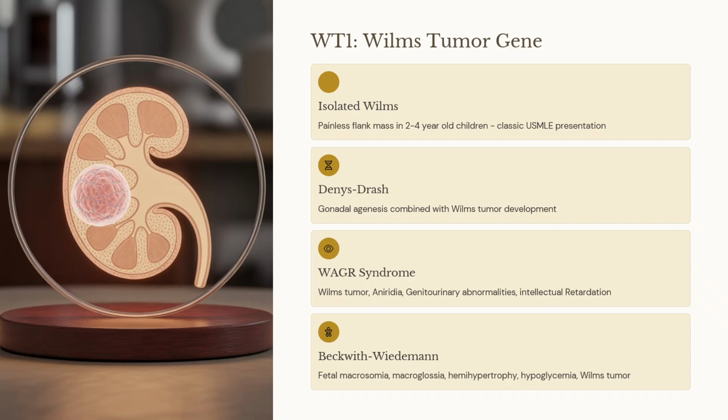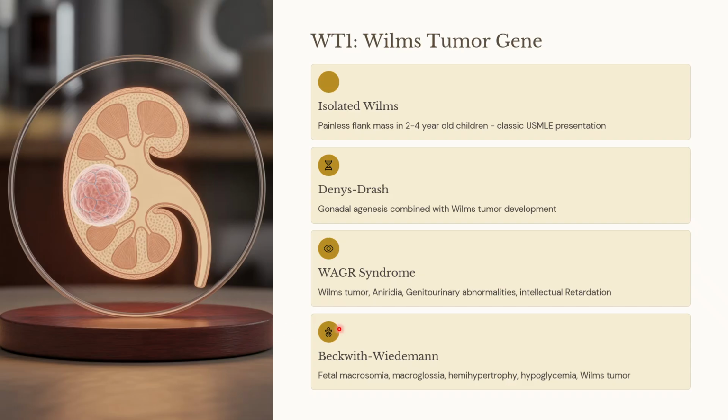So it will not be present immediately during birth. Wilms tumor will develop only after 2 years. So during birth, what will happen? Or what are the syndromes that are associated with the Wilms tumor? If the Wilms tumor is associated with gonadal dysgenesis, it will result in Denys-Drash. If the Wilms tumor is associated with aniridia, genitourinary abnormalities, and intellectual retardation, it will associate with WAGR syndrome.